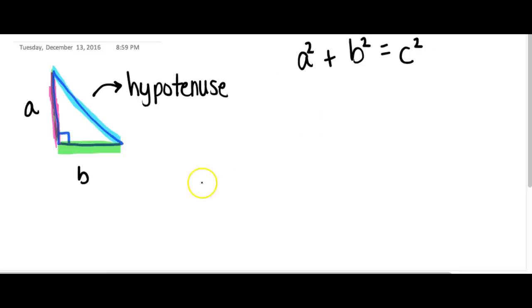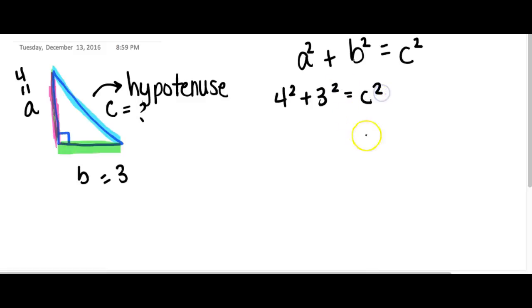So if we have a right triangle and we say that B is 3, A is 4, and we want to know what this is, which is also represented by C, and we don't know, then we say 4 squared plus 3 squared equals C squared. Order of operations, remember, it tells us we have to do our little exponents first. So 4 squared is going to be 16, 3 squared is going to be 9, which equals C squared. Before we can do anything else, I have to combine them. 16 plus 9 is 25 equals C squared.